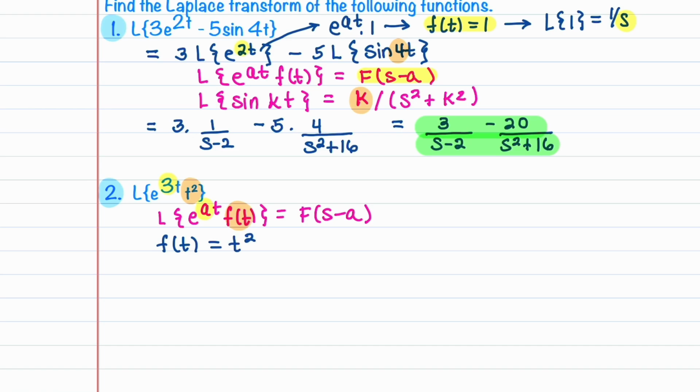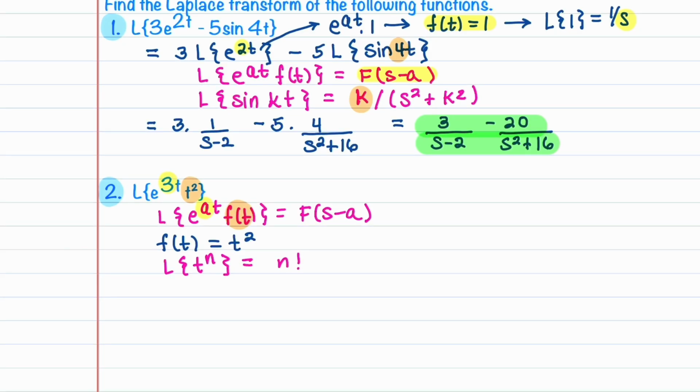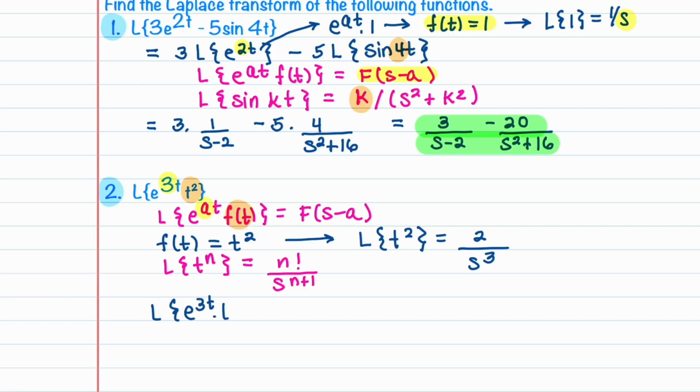We need to find the transform of this. So let's use the formula that the Laplace transform of t to the n is equal to n factorial all over s to the n plus 1. Using that formula, we can find that the Laplace transform of t squared is going to be 2 factorial, which is just 2, all divided by s to the 2 plus 1, so that's s cubed. Now we can go ahead and compute the Laplace transform of e to the 3t times t squared.